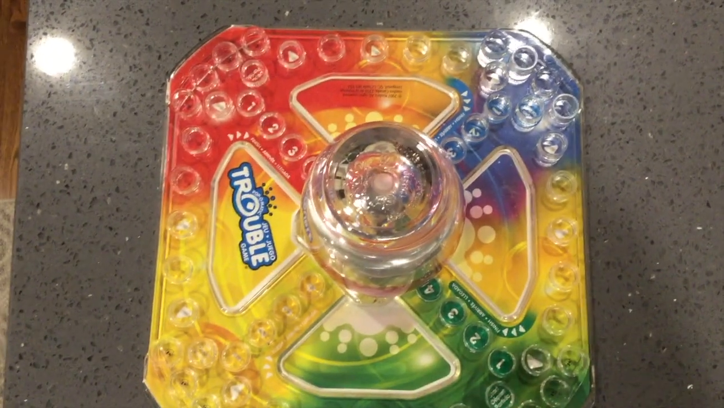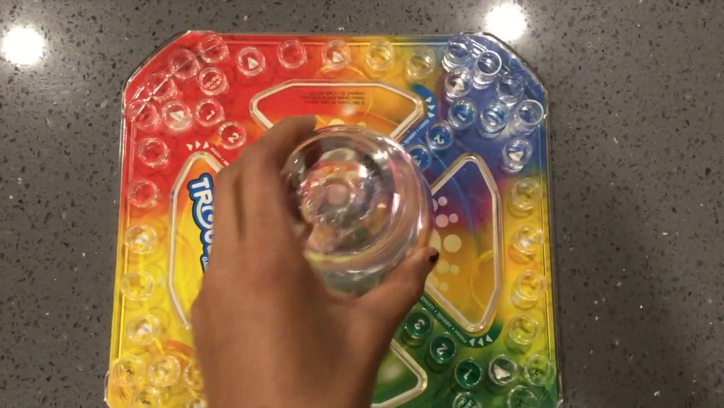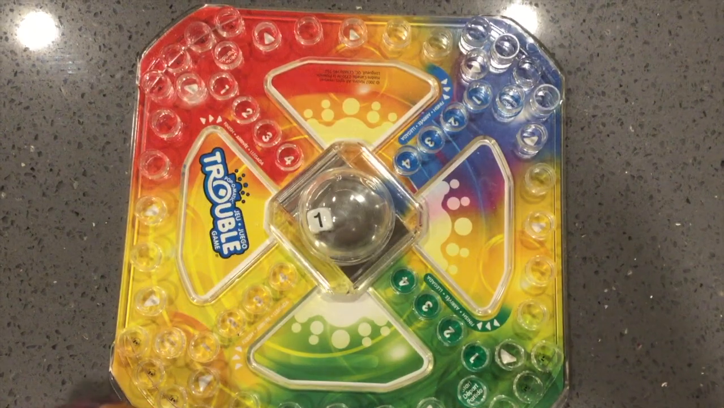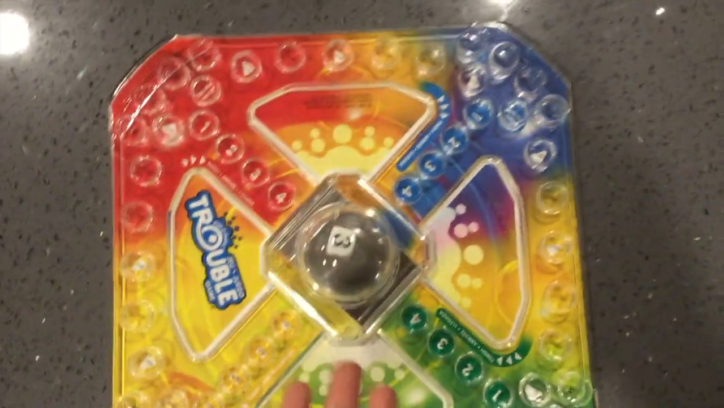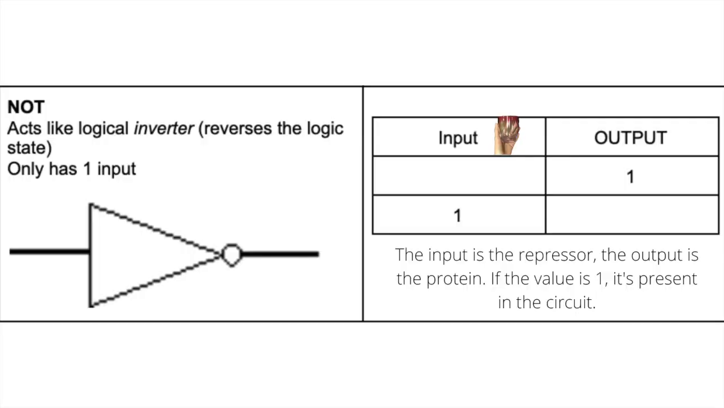When the repressor is present, no protein is produced. However, when the repressor is removed and the RNA polymerase can bind to the promoter, a protein is produced. And that is a biological circuit with a NOT gate.